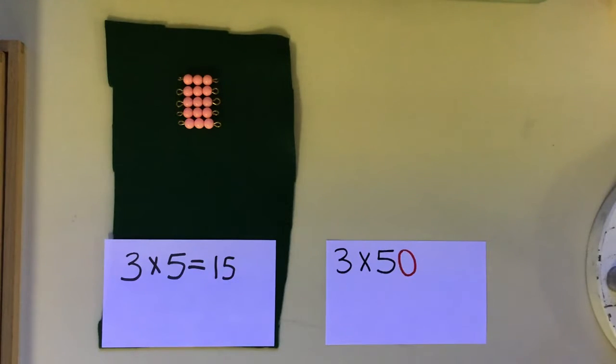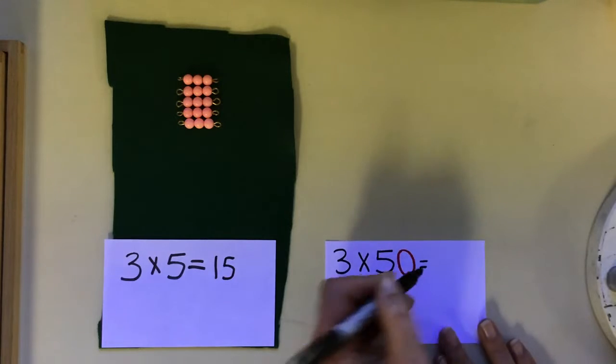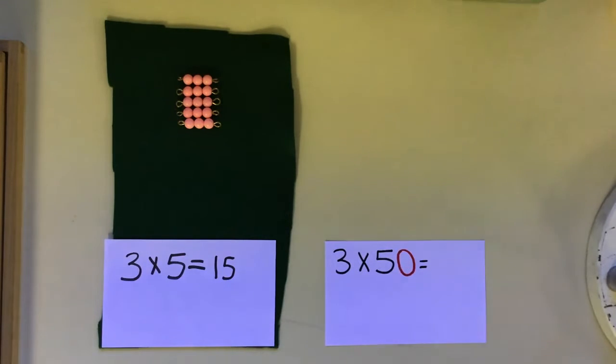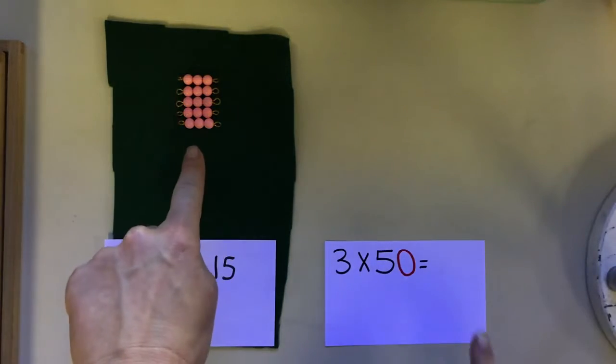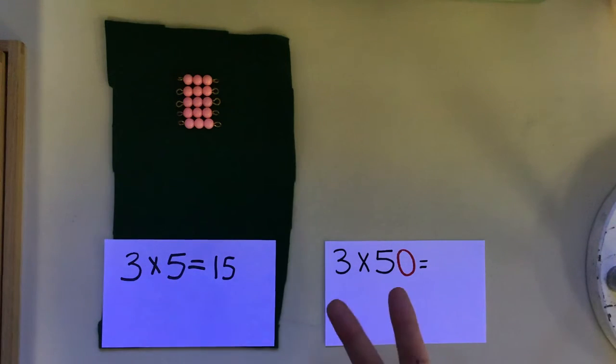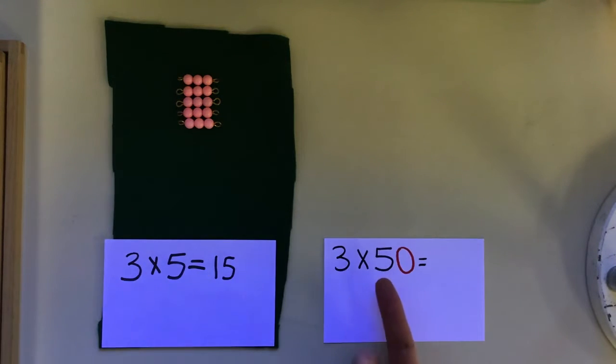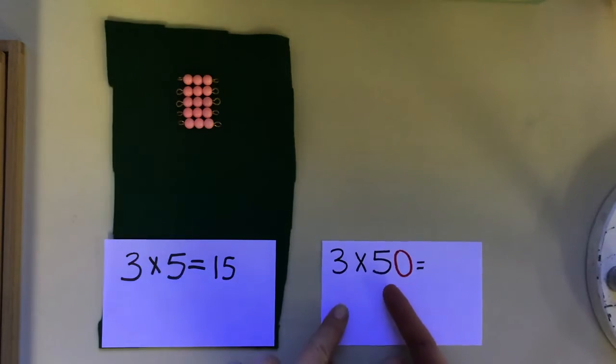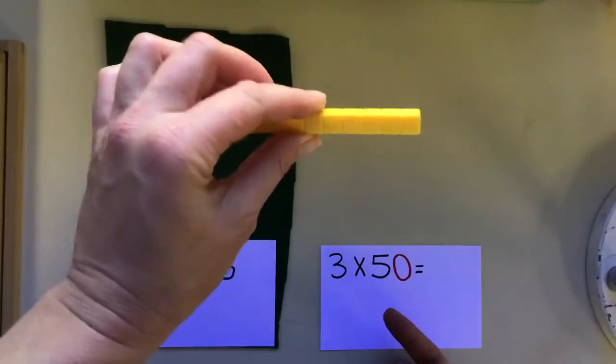50 is a multiple of 10. Okay, now I could just keep going with my threes beads until I've taken 50 of them, but you know what? I don't have that many. So instead, I can do the inverse operation and take 50 3 times. Okay, and I can do that with my base 10 blocks.